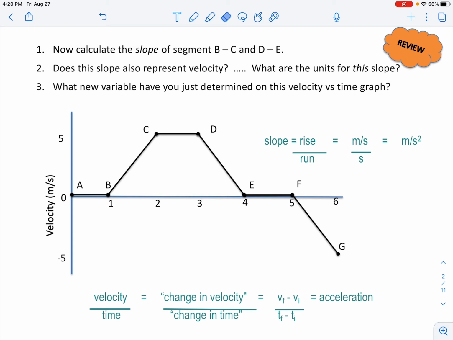So when we are looking at a velocity time graph, the slope is now going to be something other than velocity. Velocity is already my label for the y-axis. So if I am looking at this graph and I want to calculate the slope, that's going to give me information about how my y-axis is changing as time goes on, okay?